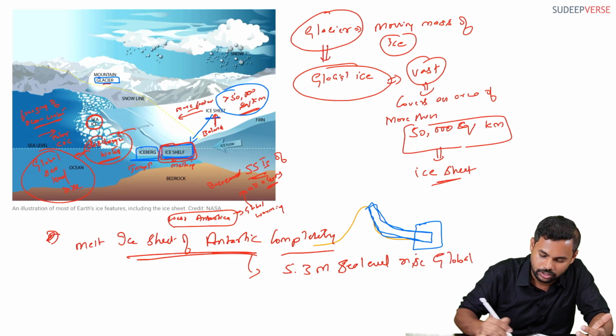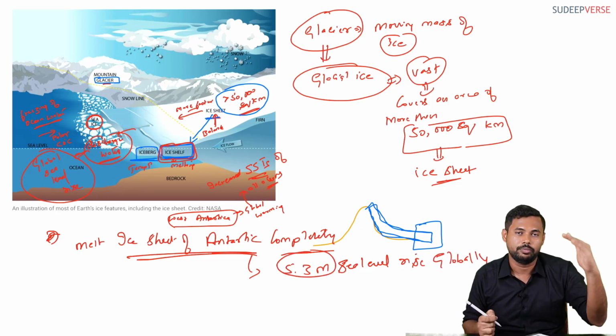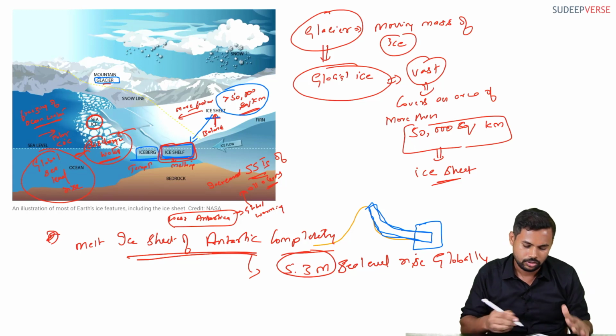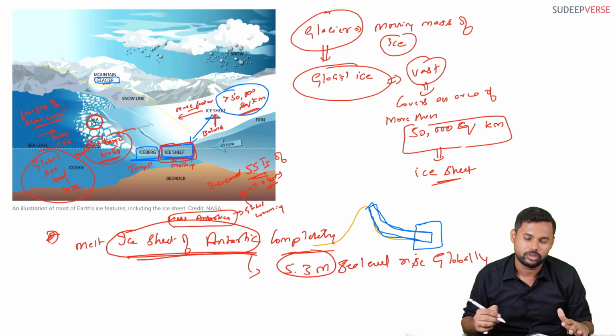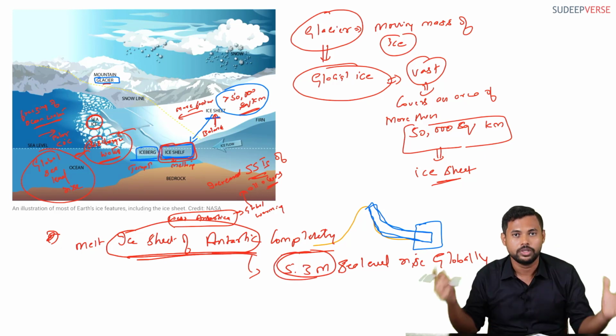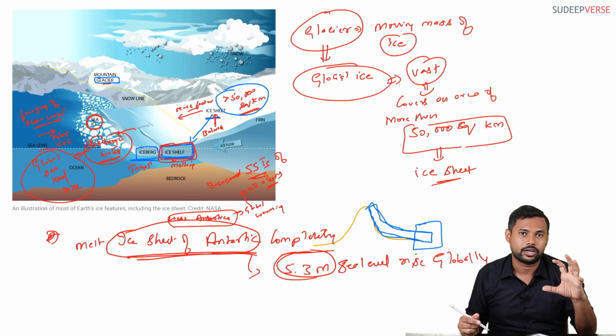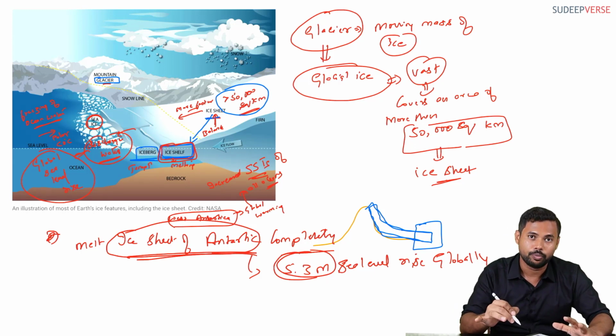Are you seeing this? This is enormous. 5.3 meters of sea level rise is enormous. So if we just melt one ice sheet of Antarctica, it will result in 5.3 meters of rise in global sea level. So this is the impact of climate change on the Antarctic Ocean, especially on the ice sheets of Antarctica. So I hope it was clear.